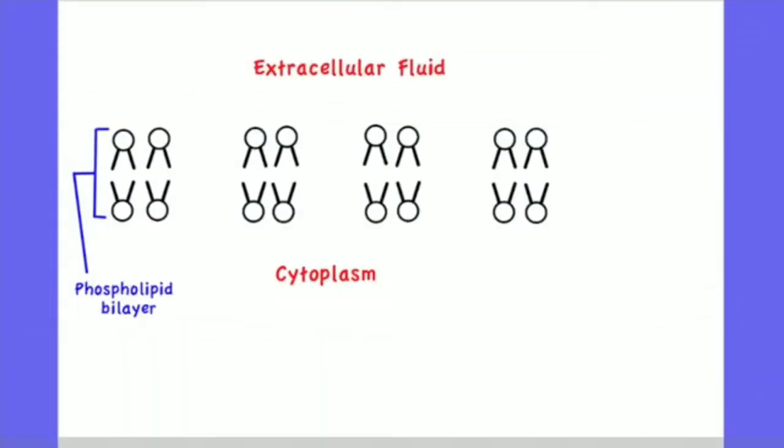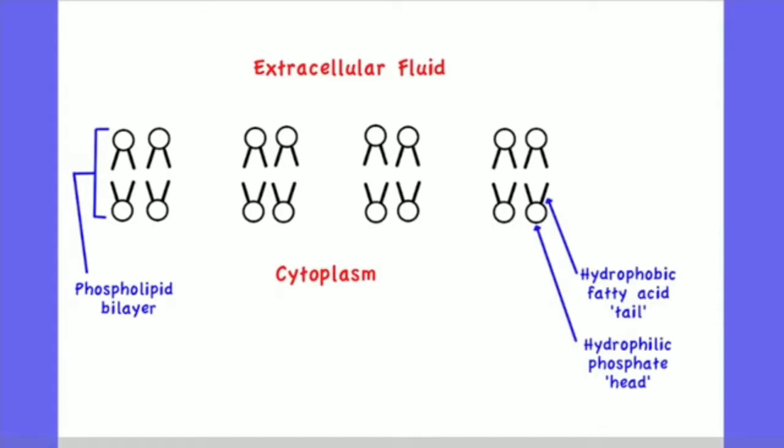Take a look at the structure that you're expected to be able to draw and label. First of all, you need to identify the phospholipid bilayer, and notice that those phospholipids, each of them is made up of a hydrophobic or water-hating fatty acid tail and a hydrophilic or water-loving phosphate head.